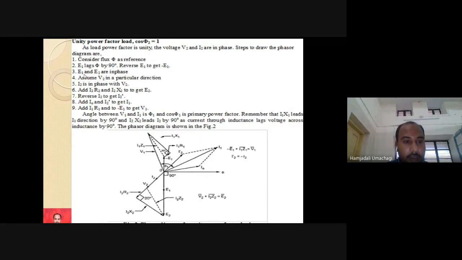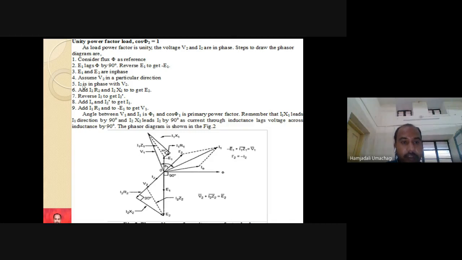Then comes step number 3: E1 and E2 are in phase. It is very similar to yesterday's ideal transformer case. In the ideal transformer also, both the primary induced EMF and the secondary induced EMF are in phase. So if this is my E1, in the same direction you can show E2 also. E1 and E2 are in phase.